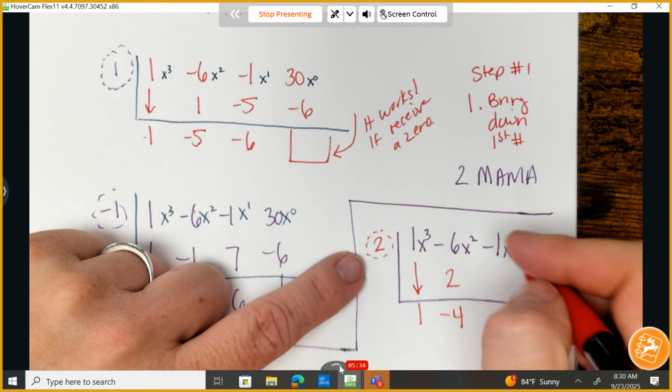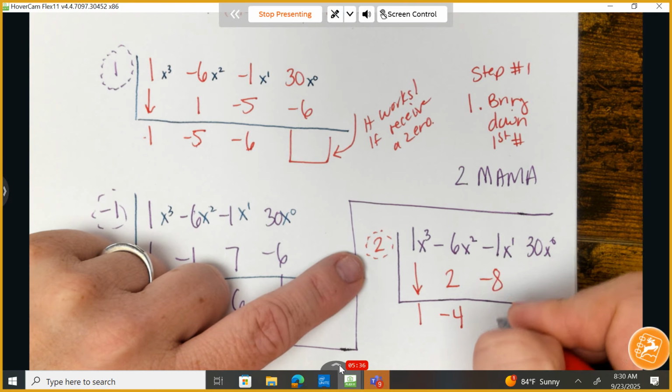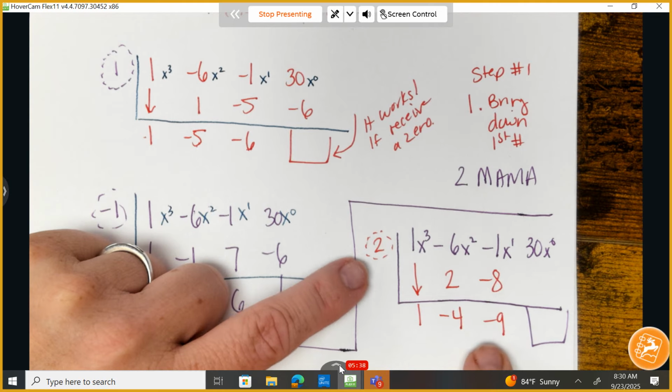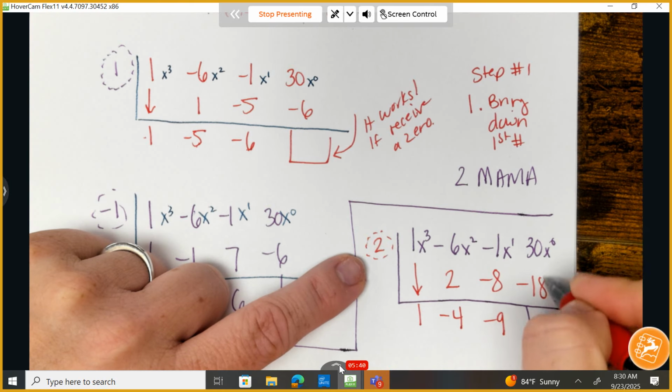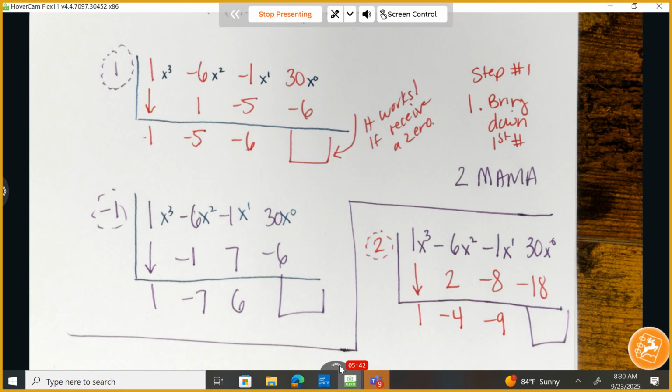I multiply to get -8. I add straight down to get -9. I multiply to get -18. Again, adding down is not going to give me 0.